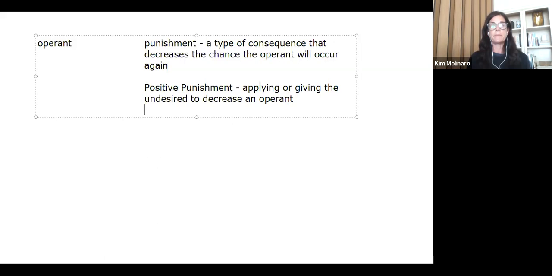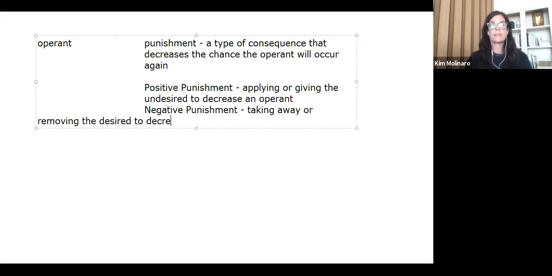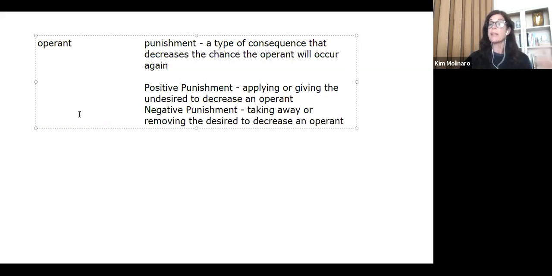Negative punishment is taking away or removing the desired to decrease an operant. So when you take away a child's favorite toy because they did something unacceptable, you're applying negative punishment. Punishment by removal doesn't mean it's bad. It just means that it's removing the desired to decrease the operant.